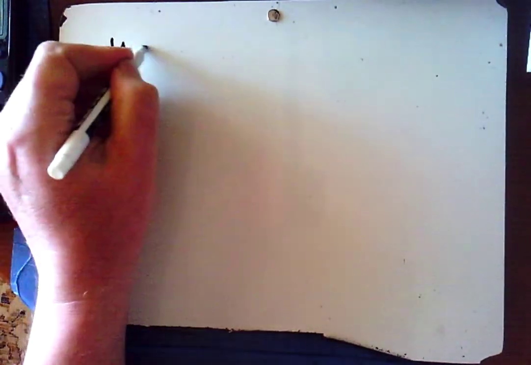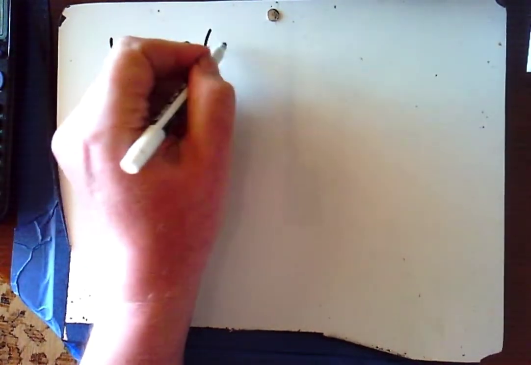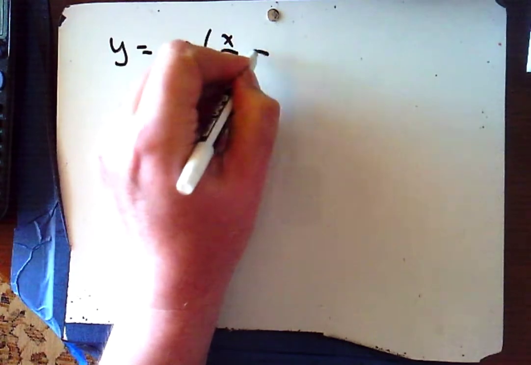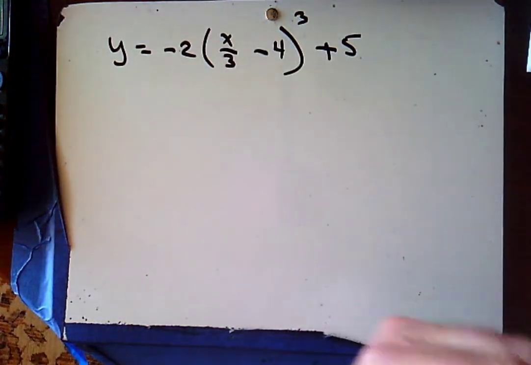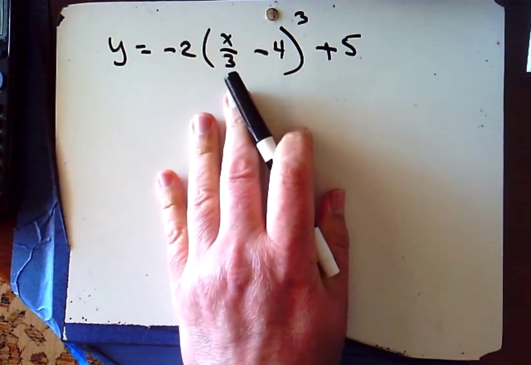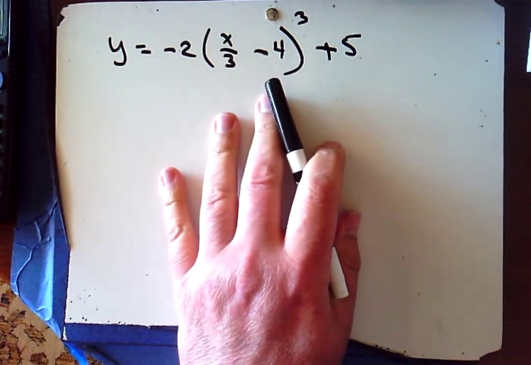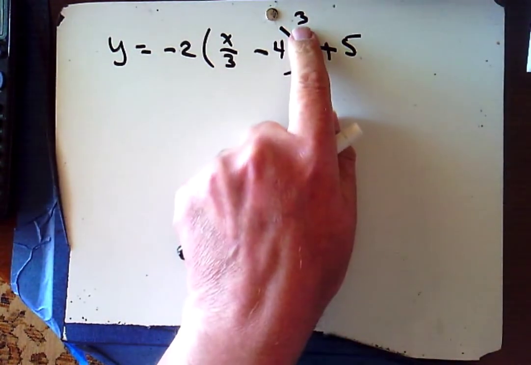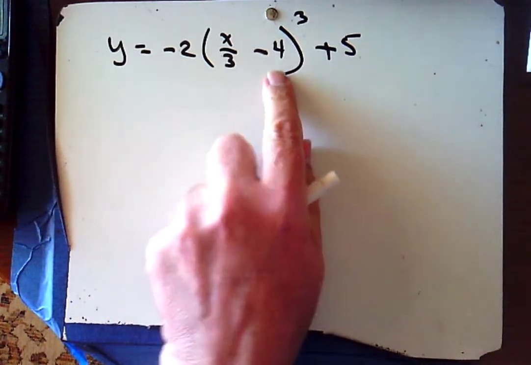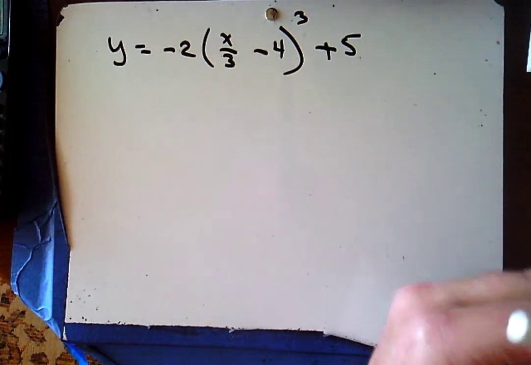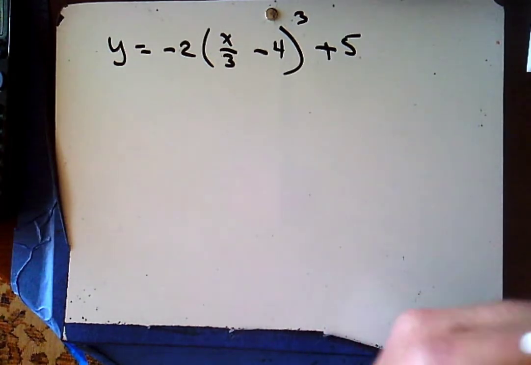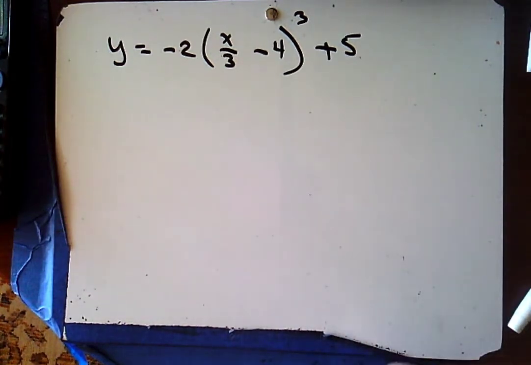And here's your second one to try. y equals -2 times (x over 3 minus 4) cubed, plus 5. All right, so I'd like you to please graph this one using your reference function with its reference points and applying these transformations to it. Okay, pause the video, come back when you're done or you need help, and I'll go over it.